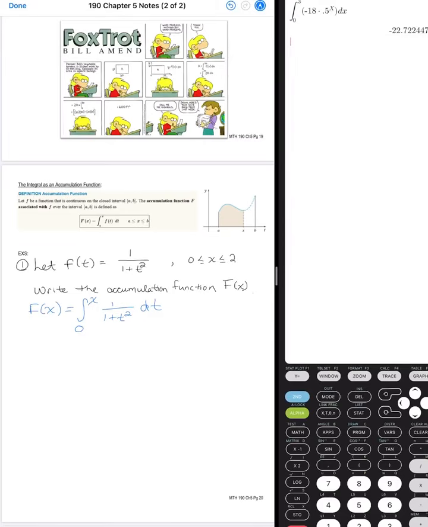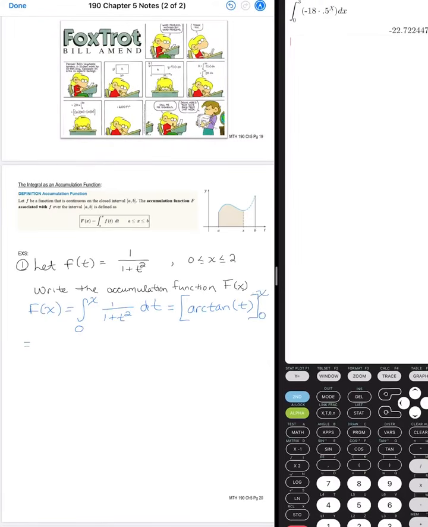Hopefully this is an antiderivative that you recall from section 4.8, I believe it is. The function whose derivative was 1 over 1 plus t squared was tan inverse, or arctan of t. And then of course we drop the integral symbol because we've taken that antiderivative, but now we still have to evaluate between our limits of integration.